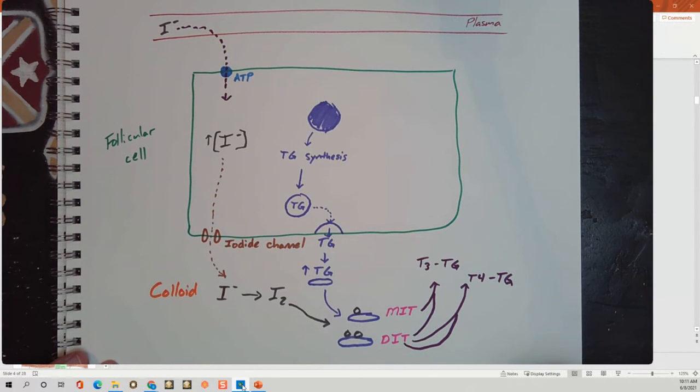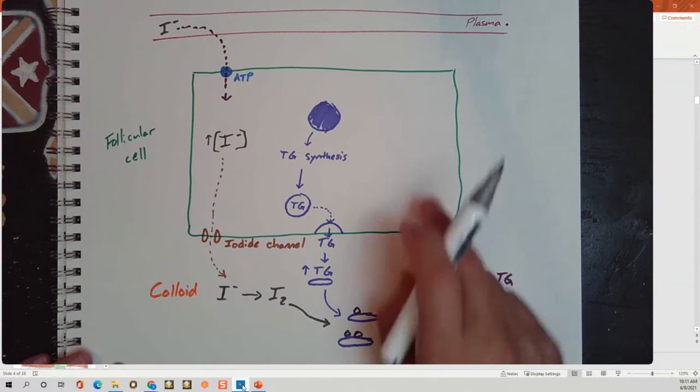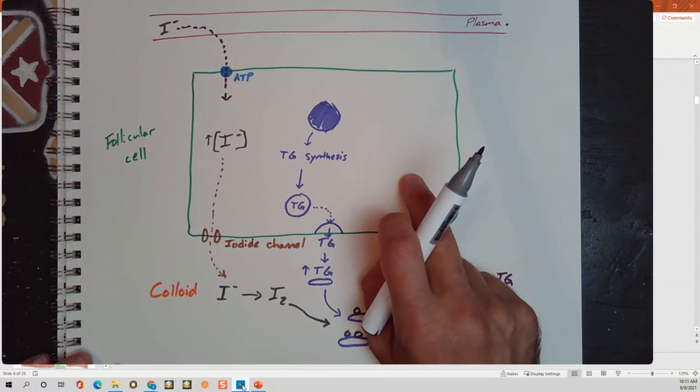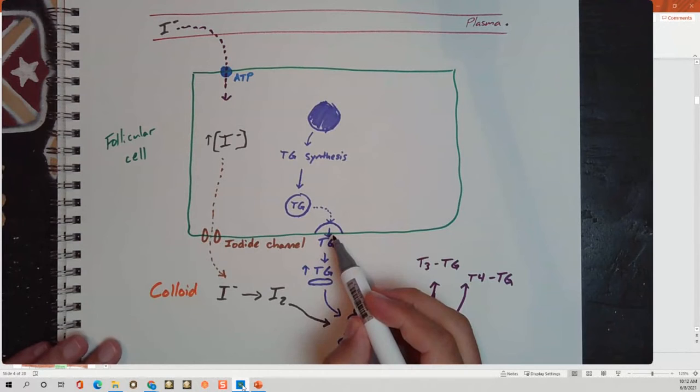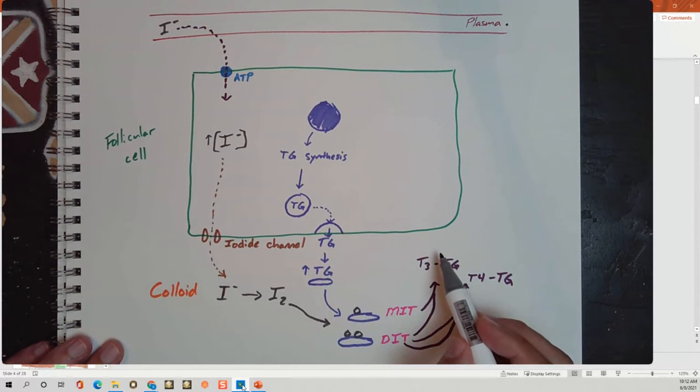But I got a problem. This has thyroglobulin attached to it, and I need to get it out here to the plasma. So if I'm going to take a protein and get it back into a cell, can it just passively diffuse through the cell membrane? Yes or no? No, it can't just get through on its own. What's it going to require? It's going to require endocytosis. So we're going to do the opposite of exocytosis. We're going to now do endocytosis.